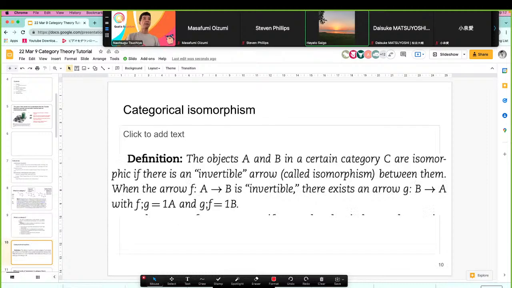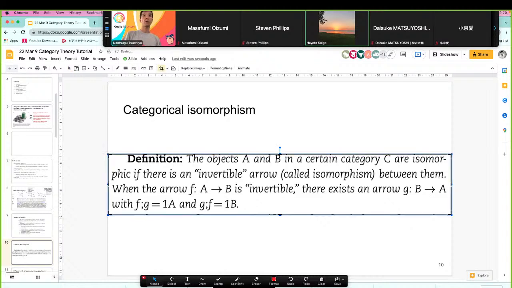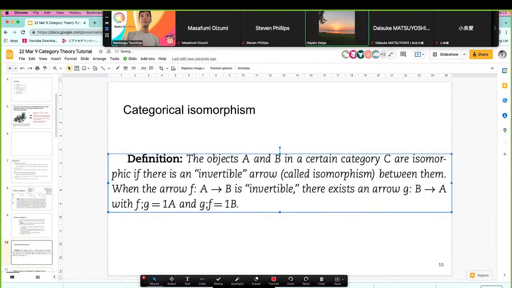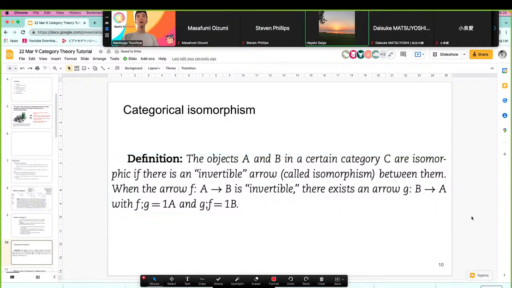So here is the first kind of sameness, or categorical isomorphism. When two objects, A and B, are in some kind of category, C, they are called isomorphic if there is an invertible arrow called an isomorphism between them. What it means is that when an arrow from A to B, F, exists, then there's an arrow that goes from B to A, G, and composing F and then G equals 1A, and G then F becomes the same as 1B.